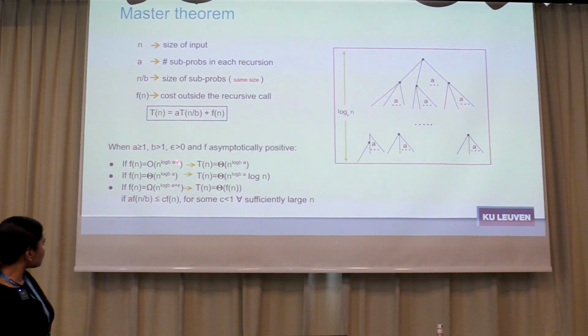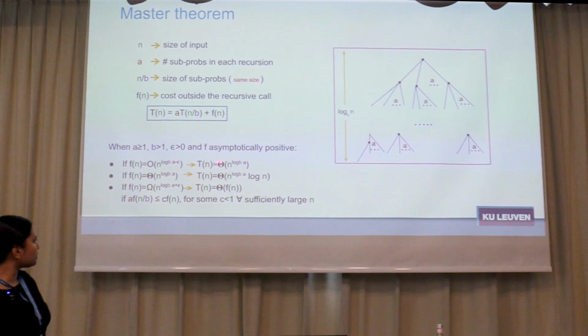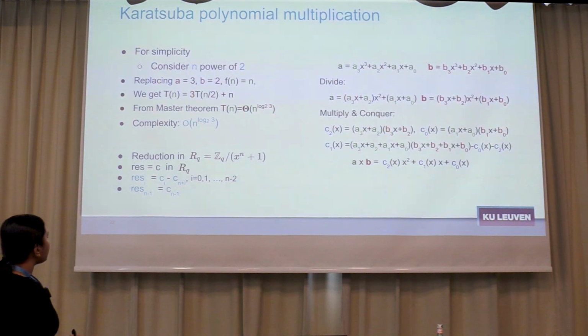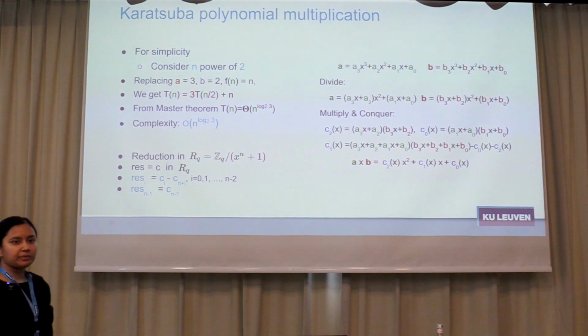I would also require this one. When we have a little less term, minus epsilon, then I would have n to the log base b of a. Okay, with that, I'll go to Karatsuba polynomial multiplication.